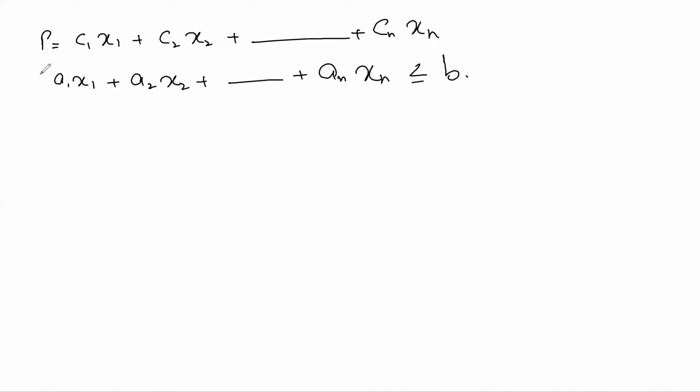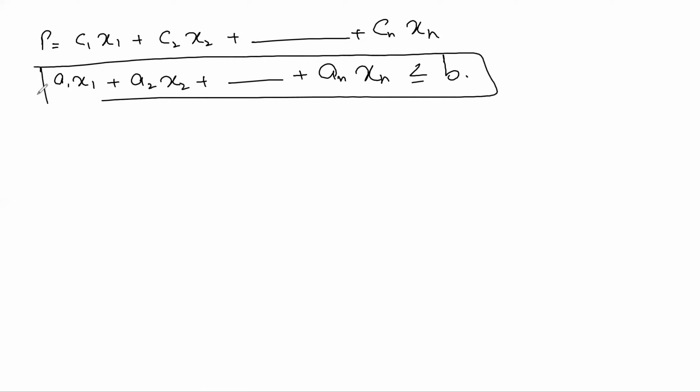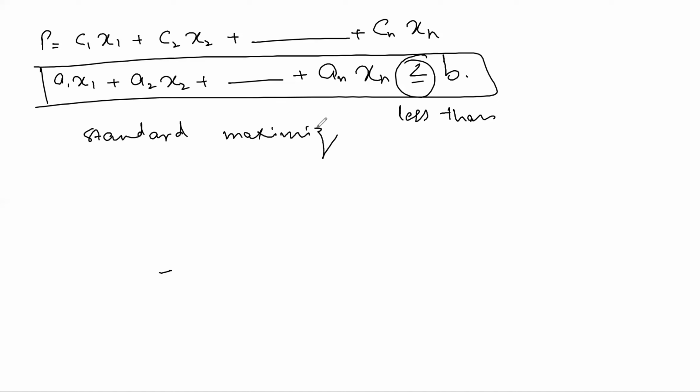If all the constraints are in this form, meaning this symbol should be the less than form, then we say that you are given a standard maximization problem. So for example, I can give you an example.